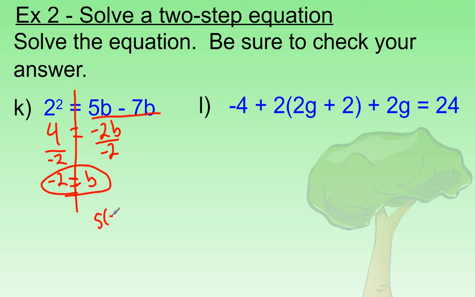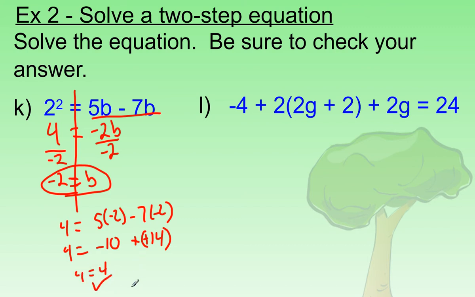And 5 times negative 2 minus 7 times negative 2 equals 4. So 4 equals, this is negative 10. This is minus a negative 14, which becomes a plus a positive, which, yep, that equals 4. This checks out.